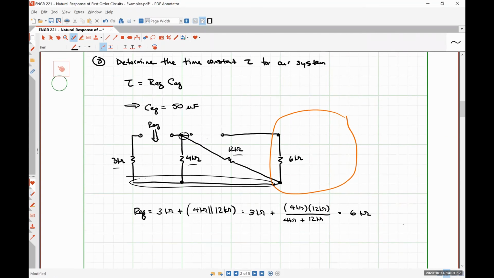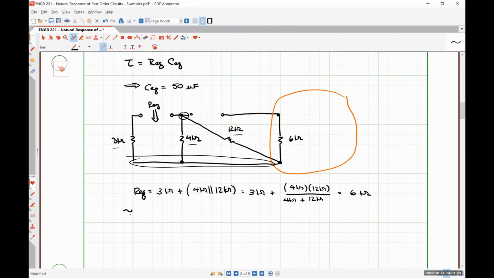So from this, our time constant tau is C_EQ times R_EQ, which is 50 times 10 to the minus 6 farads times 6,000 ohms, which is 0.3 seconds. You'll see why in a moment. I also like to look at the inverse of tau. So 1 divided by 0.3 is 10 thirds per second.